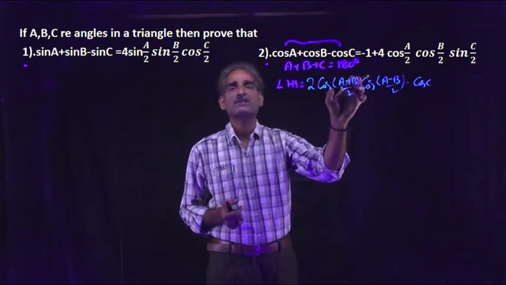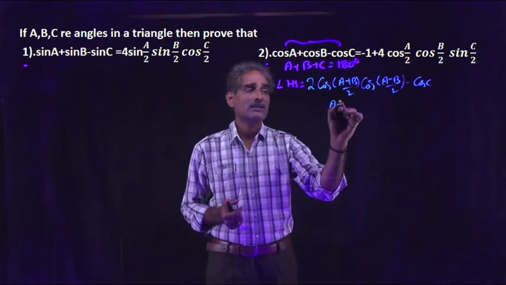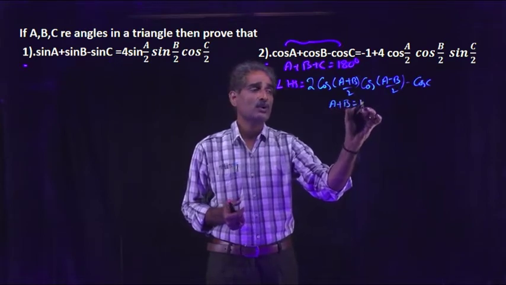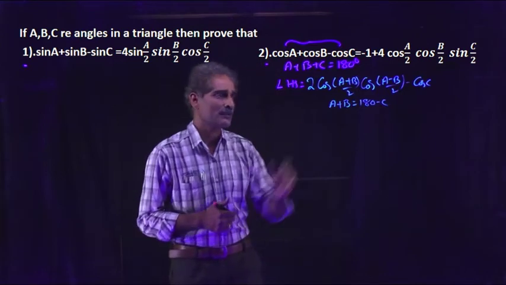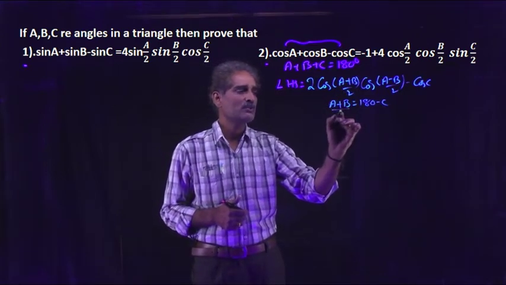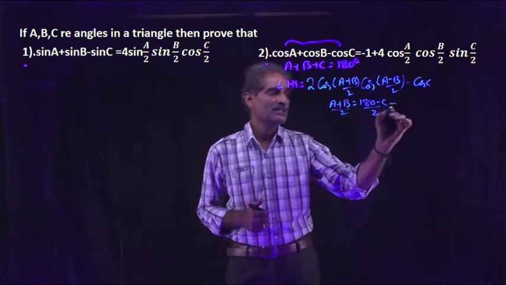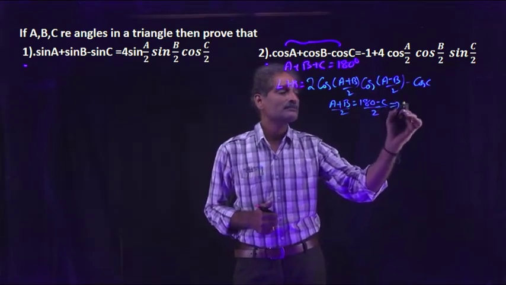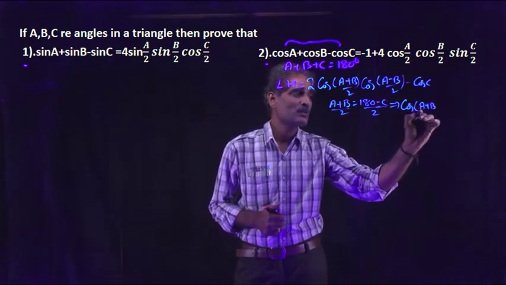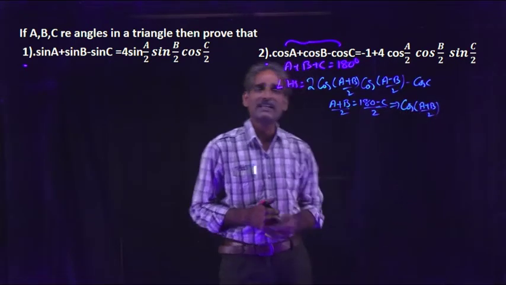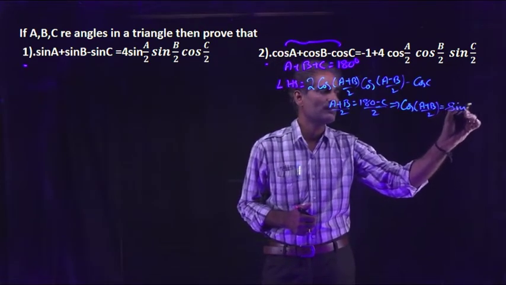Try to change this. Here A plus B plus C equal to 180. From that, A plus B equal to 180 minus C. We want to find cos of (A plus B) by 2. So I'm dividing both sides by 2. Now apply cos on both sides. From this we will get cos of (A plus B) by 2 is equal to cos of (90 minus C by 2), that is equal to sin C by 2.